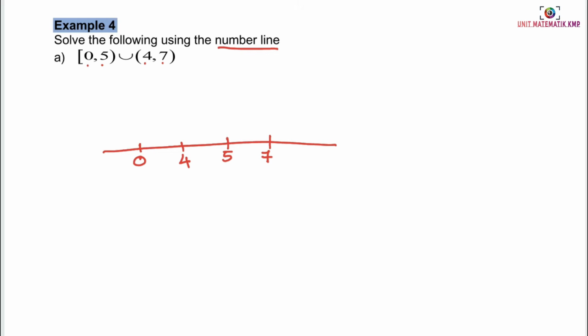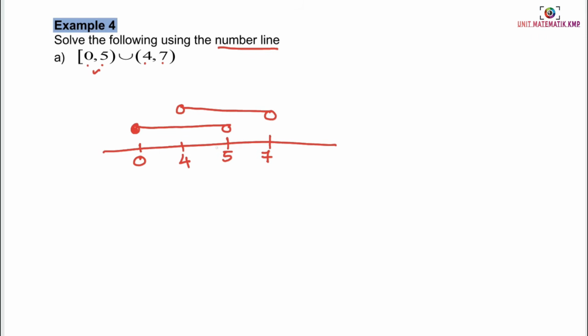Then draw the line representing the first interval on the number line. The first interval is from 0 to 5. At 0 we draw a filled circle because the number 0 is included. At number 5, an empty circle because number 5 is not included. For the next interval, from 4 to number 7, at numbers 4 and 7, empty circles because they are not included.